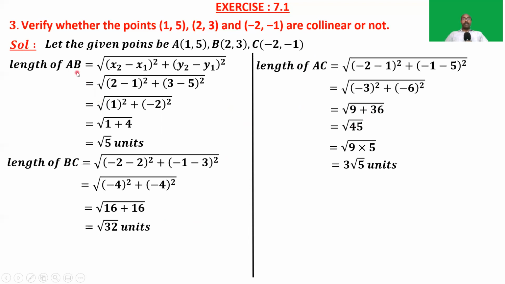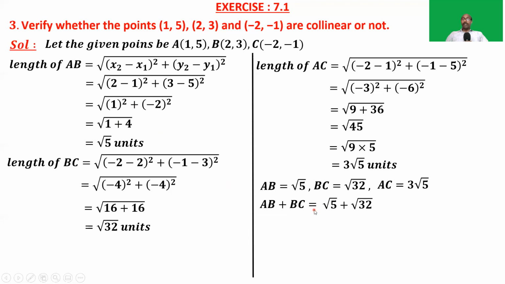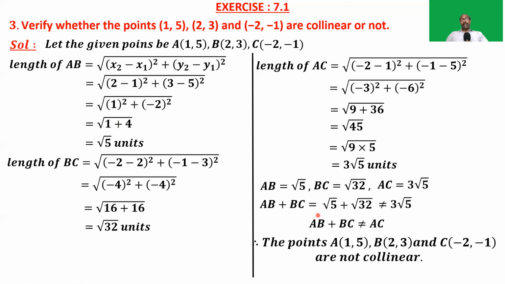Now, here the distances are root 5, root 32 and root 45. And we can notice that here AB plus BC is not equal to AC. Because AB is equal to root 5, BC is equal to root 32 and AC is equal to 3 root 5. And AB plus BC, that is root 5 plus root 32, is not equal to 3 root 5. So AB plus BC is not equal to AC, so the given points are not collinear.